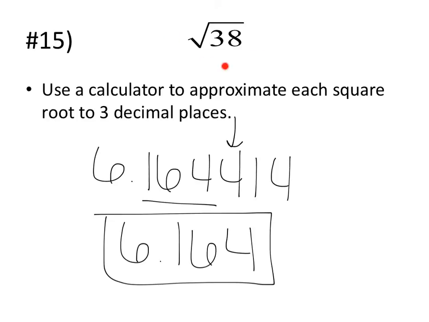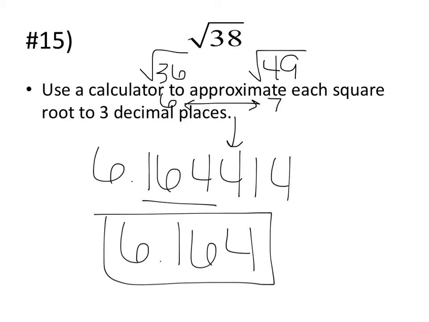Because what are the closest perfect squares to 38? Square root of 36, right? And also, what's next would be square root of 49. You know the square root of 36 is 6. You know the square root of 49 is 7. So it must be somewhere in between here.